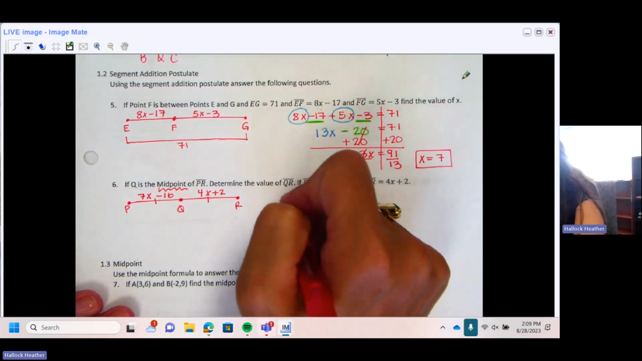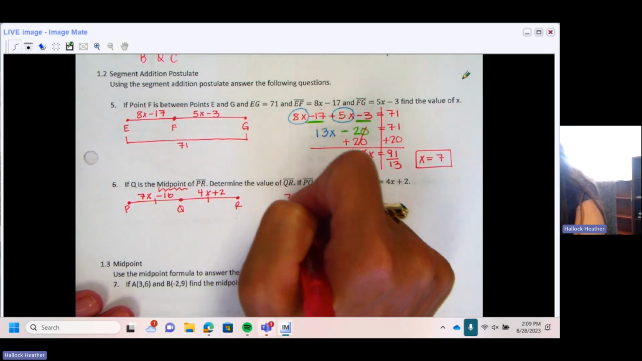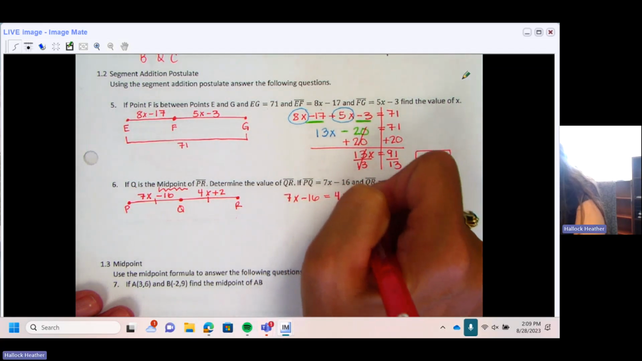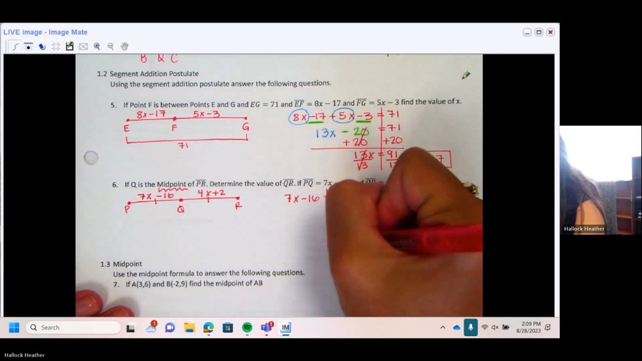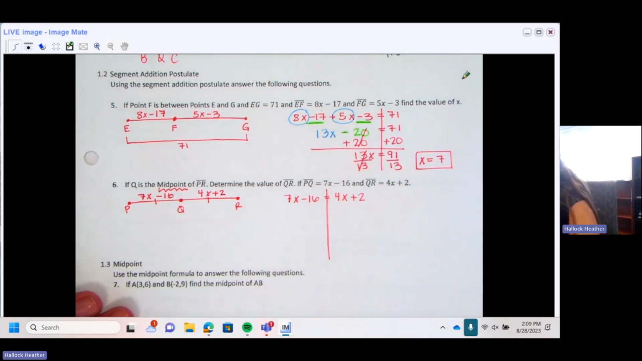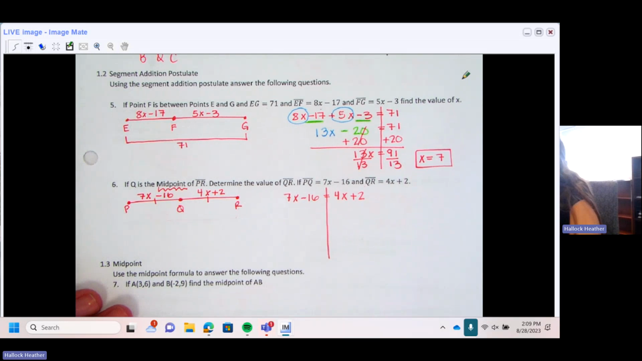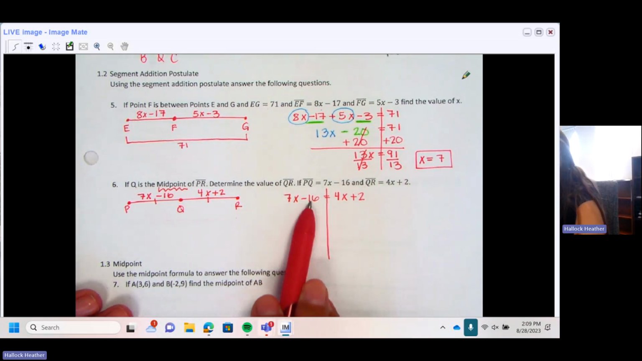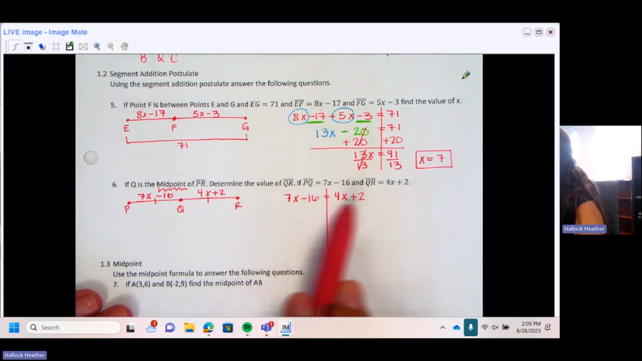It is a midpoint. So I'm going to do 7x minus 16 equals 4x plus 2. And I'm going to draw my line. And you're going to move whatever you prefer. I'm going to move my number from the left to the right. So I'm going to move my negative 16 to the 2.